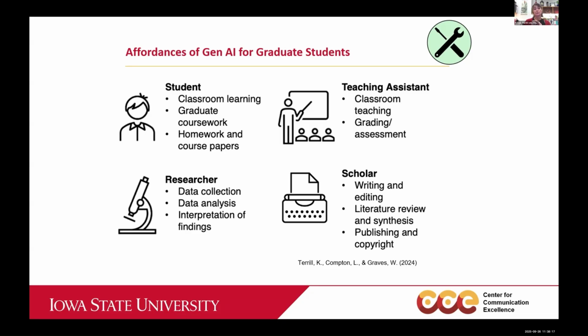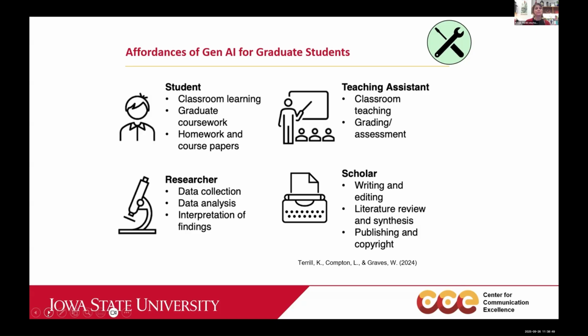And they're also scholars who write and edit. They do literature review and synthesis, and they worry about publishing and copyright. So you can start to see how graduate students, when they think about AI, have to think about it from a lot of different perspectives. And their attitudes toward AI and GenAI might shift depending on what role they're inhabiting and what tasks they're trying to do and how AI might impact those tasks.